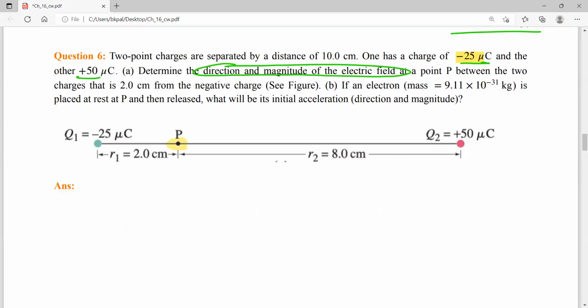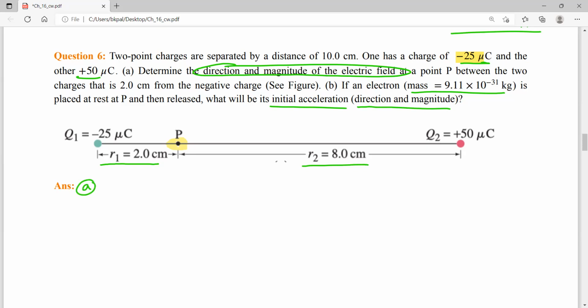Also we are given that Q1 is 2 centimeter from point P, and Q2 is 10 centimeter from point P. First, we have to calculate the direction and magnitude of the electric field. Then he said that if an electron whose mass is this is placed at rest at point P and then released, what will be its initial acceleration? Here we have to calculate both the direction and the magnitude of the acceleration. First let's try to calculate the electric field.